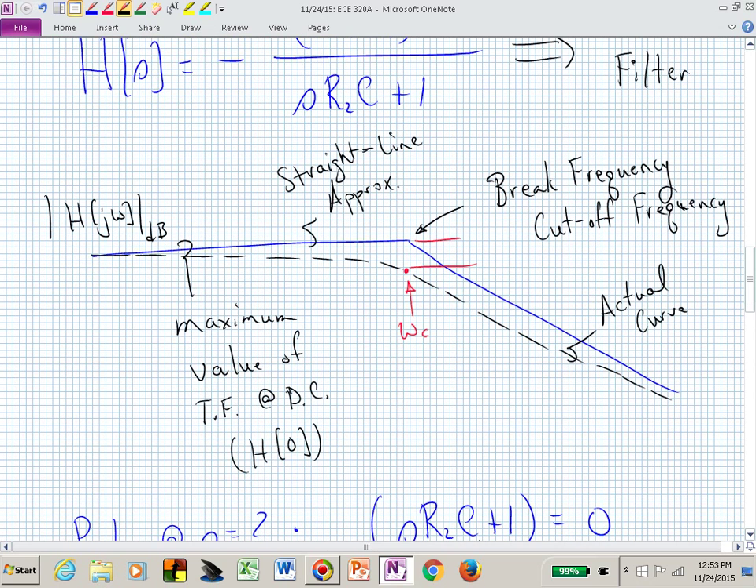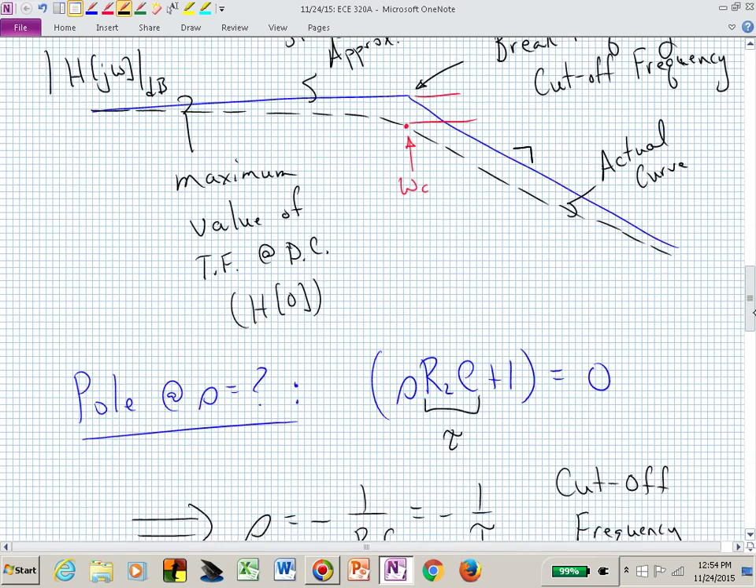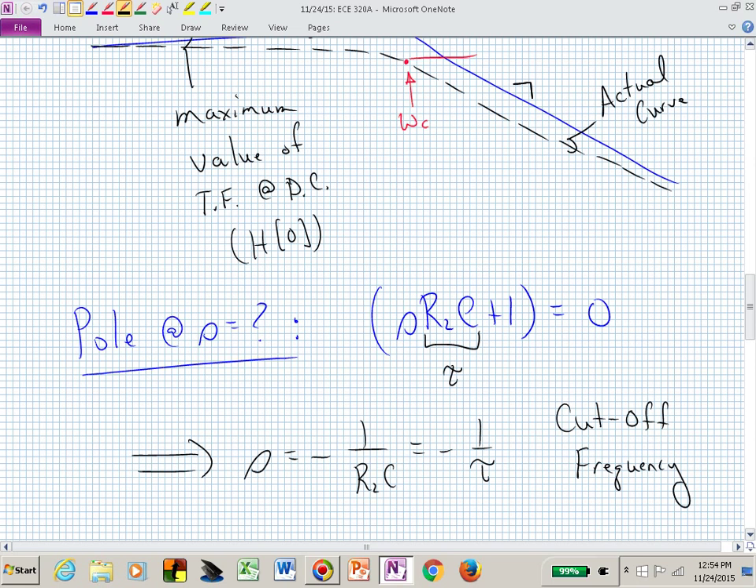What we haven't talked about today is how fast this is falling in terms of how many dB per decade. And what's a decade? 10, or a factor of 10. Or we could talk about how fast it's going down in an octave, which is a factor of 2. For a first order piece, it's 20 dB per decade, or 6 dB per octave.